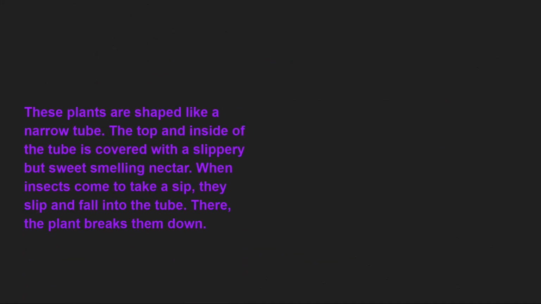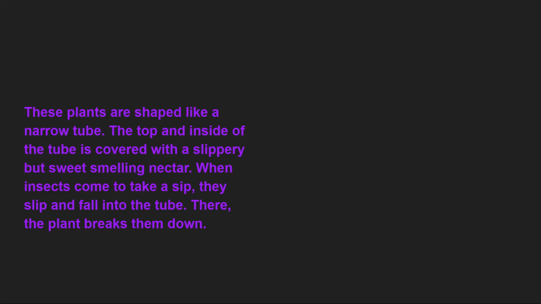The next one is, these plants are shaped like a narrow tube. The plant shape is like a tube, but the tube is narrow, not broad, so that when an animal comes inside it will not go out. The top and inside of the tube is covered with a slippery but sweet smelling nectar. Nectar, all of you know, we have studied in the previous chapters, is the sweet juice of the flowers or the plant that is secreted. When insects come to take a sip, they slip and fall into the tube.